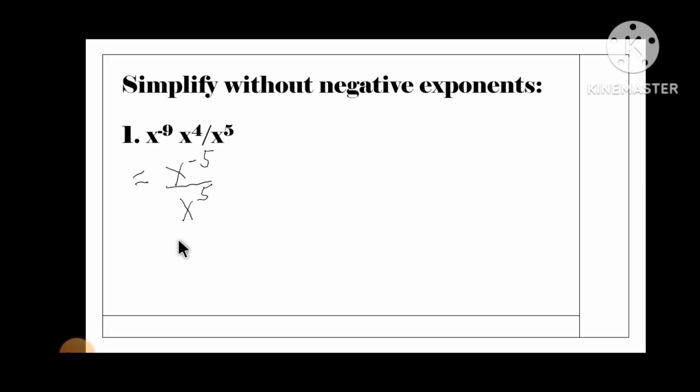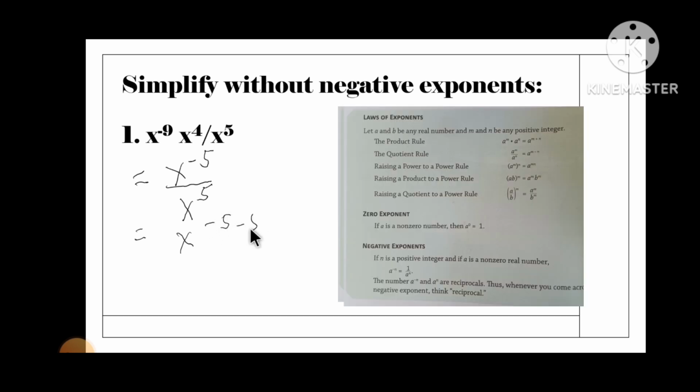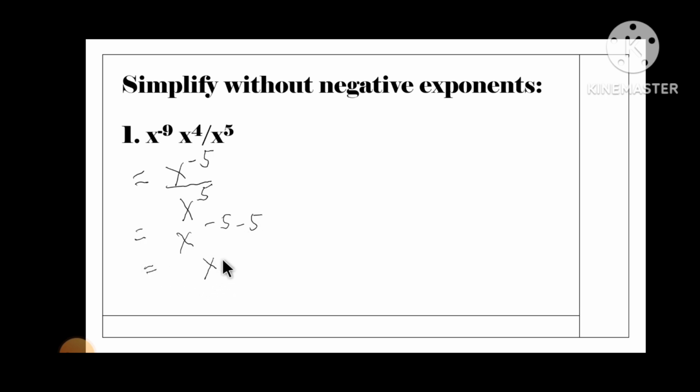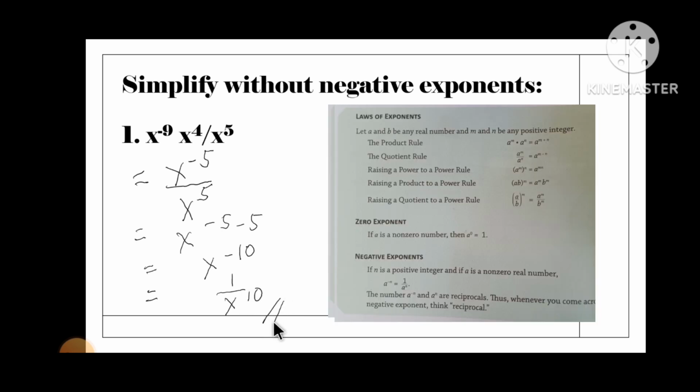Now, we have a quotient, so again, we apply rule number 2, no? So, that is equal to x to the negative 5 minus 5. So, this is a combination of rule number 1 and rule number 2, di ba? So, which is equal to x to the negative 10. Again, we're not allowed to have negative exponents. So, we have to convert this to a positive exponent by getting the reciprocal, which is 1 over x to the 10. No? And that is rule number 7. Okay?